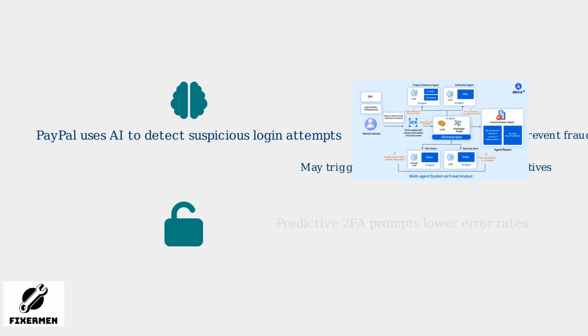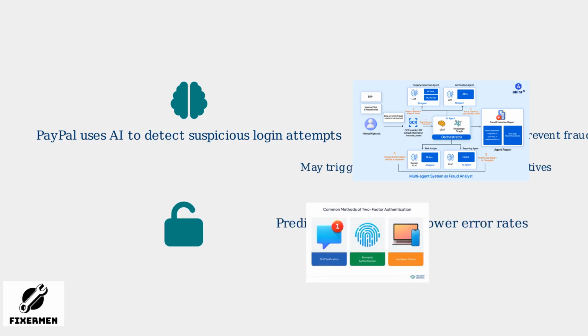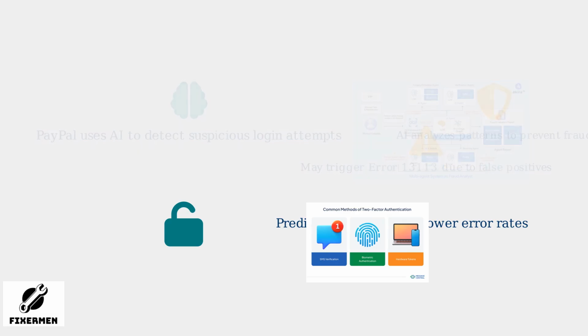Modern AI systems now incorporate predictive two-factor authentication prompts, which anticipate potential security risks and prompt verification only when truly needed. This approach is expected to further lower error 3113 rates by making authentication more efficient and accurate.